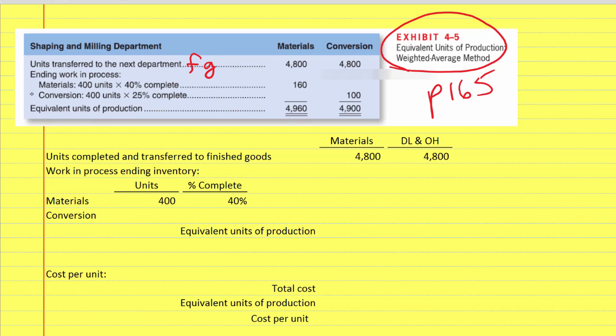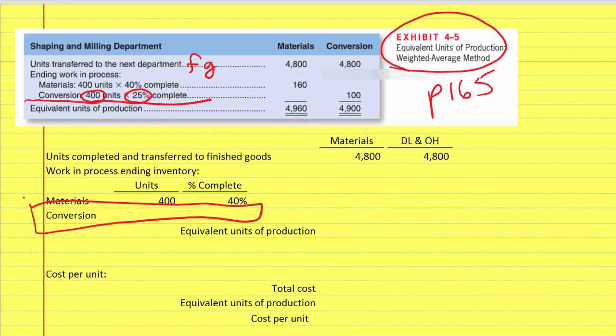And now let's take a look at conversion. Those same 400 units in ending inventory have 25%, 1/4 of their labor and overhead. So let me drop that in right there. For conversion, work in process ending inventory, 400 units, 25% of their labor and overhead. Get rid of the clutter.